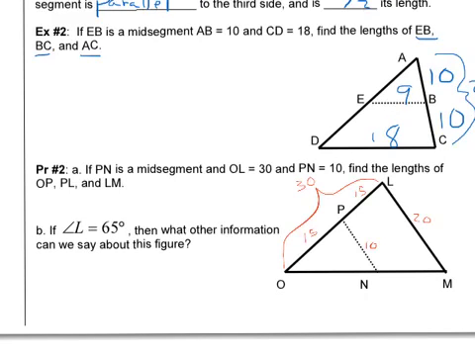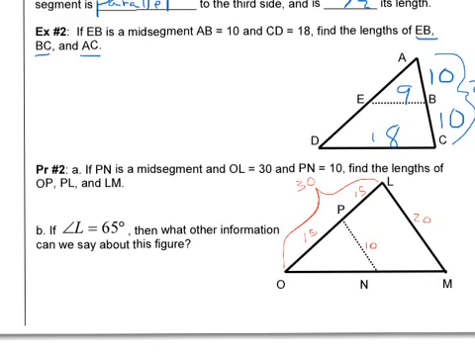Okay, this is what you should have gotten for all those sides. Again, PN is a midsegment, so it must be half this length. So we could just times by 2, and we'll get this greater length over here. And if this whole thing is 30, then each one of these must be 15, because P is a midpoint.